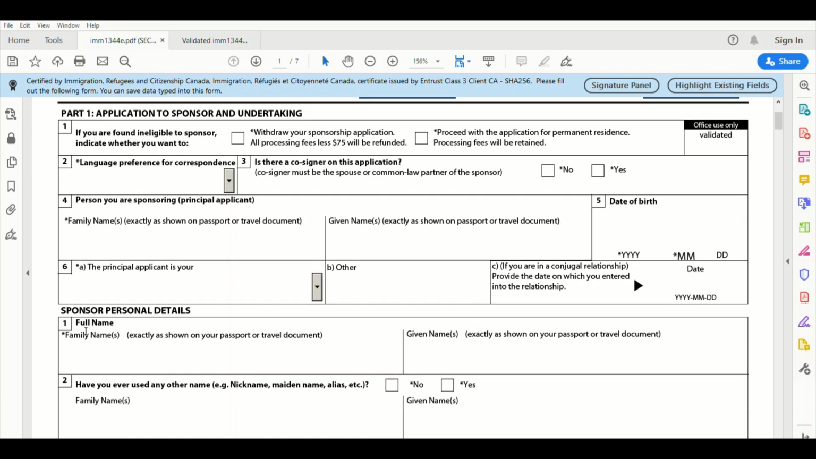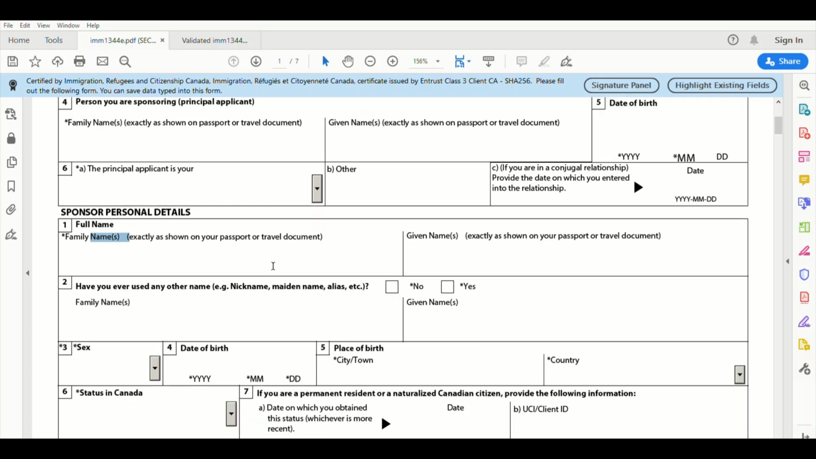When entering names in the forms, always put in the name as written in the passports or travel documents. That's very important. And make sure the spelling is correct. Regarding the place of birth, same here. Keep in mind they want the city and town as spelled in the passport.